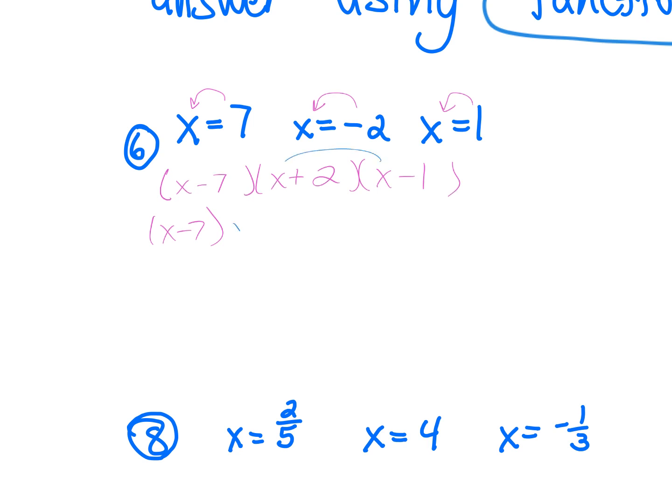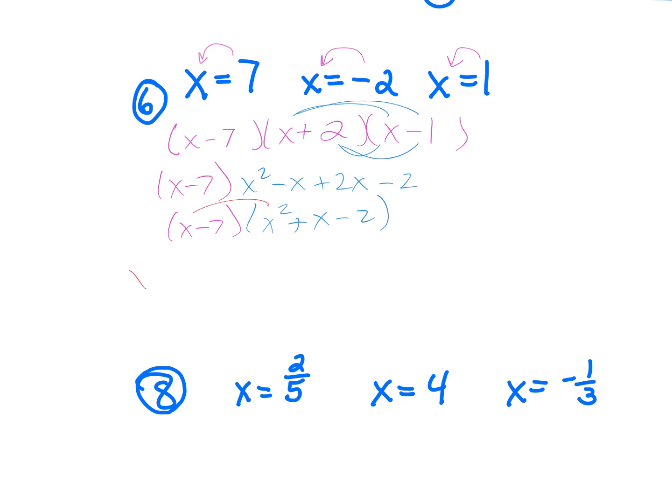So x times x is x squared. X times negative 1 is minus x. 2 times x is 2x. And 2 times negative 1 is minus 2. Still have my x minus 7 hanging out here. Let's combine like terms. I have x squared plus x minus 2. And now we just multiply again.